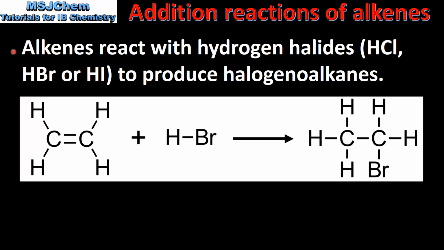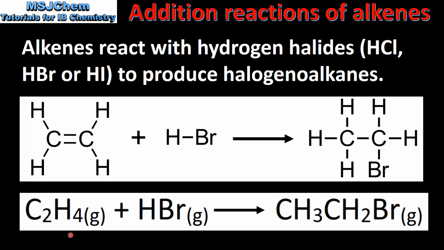Alkenes also react with hydrogen halides, that's HCl, HBr or HI, to produce halogenoalkanes. So here we have the reaction of ethene with hydrogen bromide to produce bromoethane. And once again, here we have the chemical equation for the reaction.